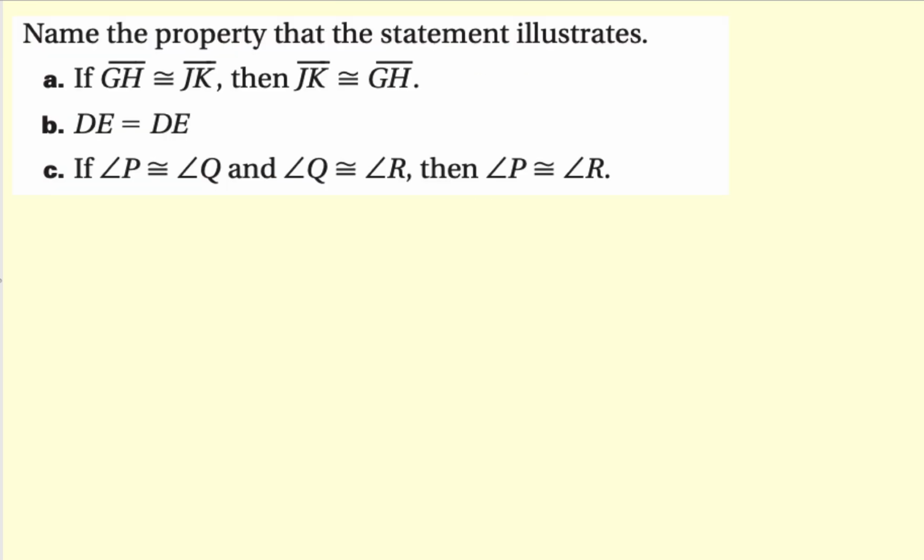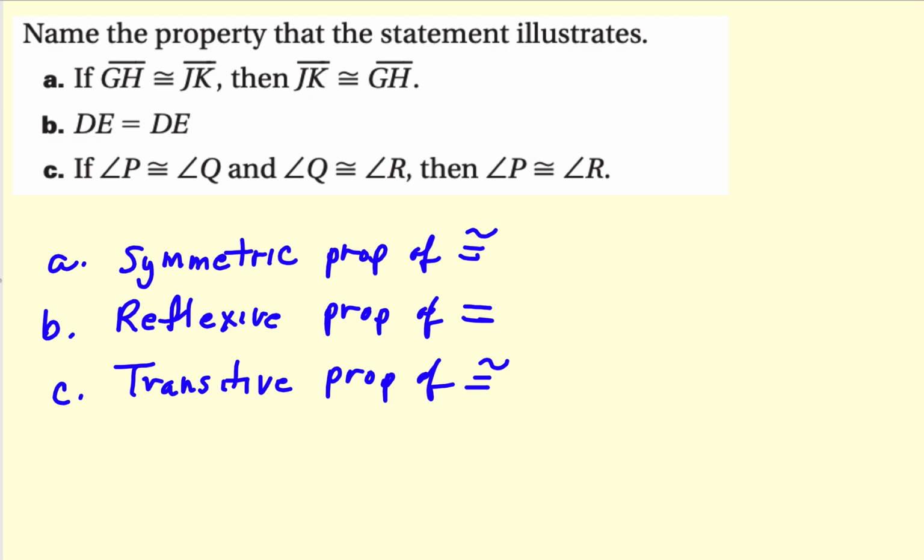All right, I'd like you to name the property that illustrates each statement. Stop the screencast, see what you can do. Here are the answers. So these are congruent in reverse, so we say symmetric property of congruence because that's the symbol being used. This one is a reflexive property, but not a congruence of equality. The next one is transitive property of congruence because they're congruent to the same angle.